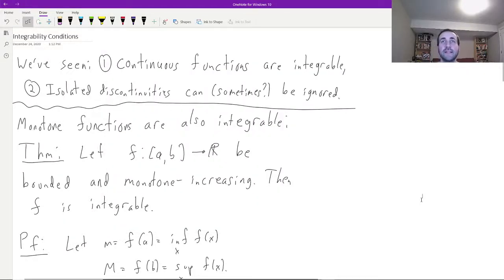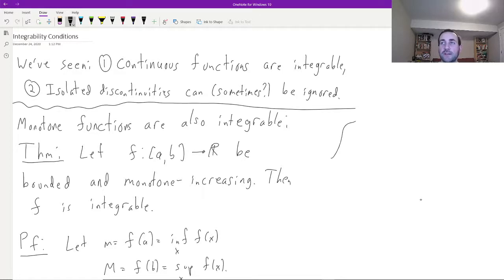So at this point, we've seen the Riemann integral, we've seen that continuous functions are always integrable, and we've seen, at least by example, that sometimes isolated discontinuities can be ignored. Although we didn't prove this in full generality, I think you can probably extend that example yourself to check that any finite number of isolated discontinuities can be ignored. It turns out that many other functions are integrable, and monotone functions are one of the more interesting classes.